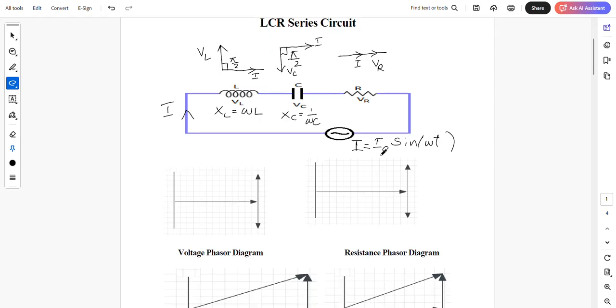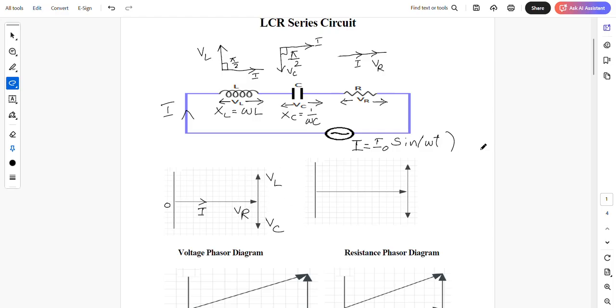Now if I want to write the voltage phasor diagram, how to write the voltage phasor diagram for a series LCR circuit? This is current I. If I take current as reference, this is VR, that is the voltage across the resistor. This is VC, the voltage across the capacitor, and VL is the voltage across the inductor, right? Now I and VR are in phase according to this diagram, and again VL will be leading and VC will be lagging.